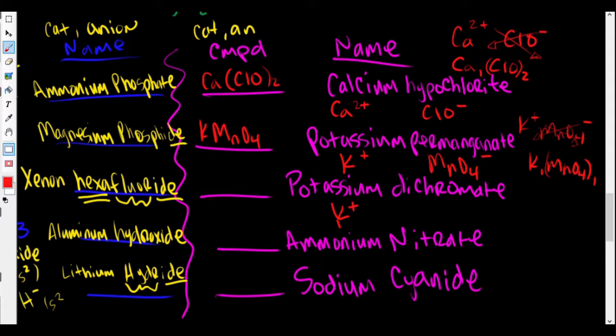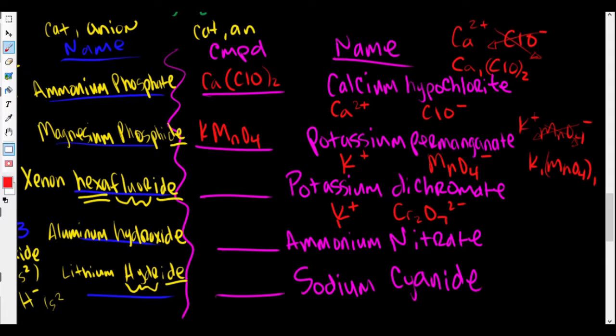Alright, so potassium, like we said, was +1. Dichromate. So dichromate, di should tell you that there's 2 of these. And then from there, you really just need to remember that dichromate is Cr2O7 2-.